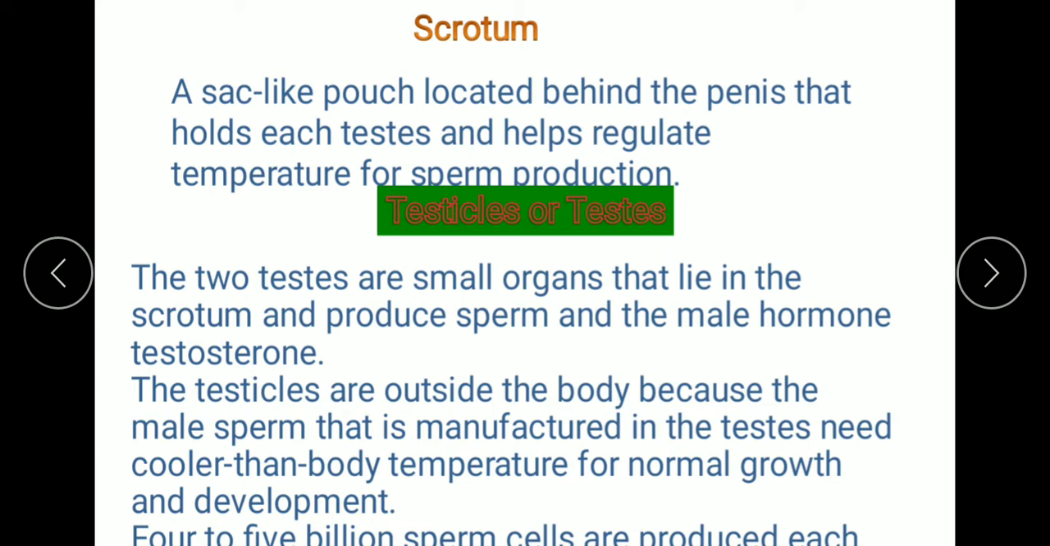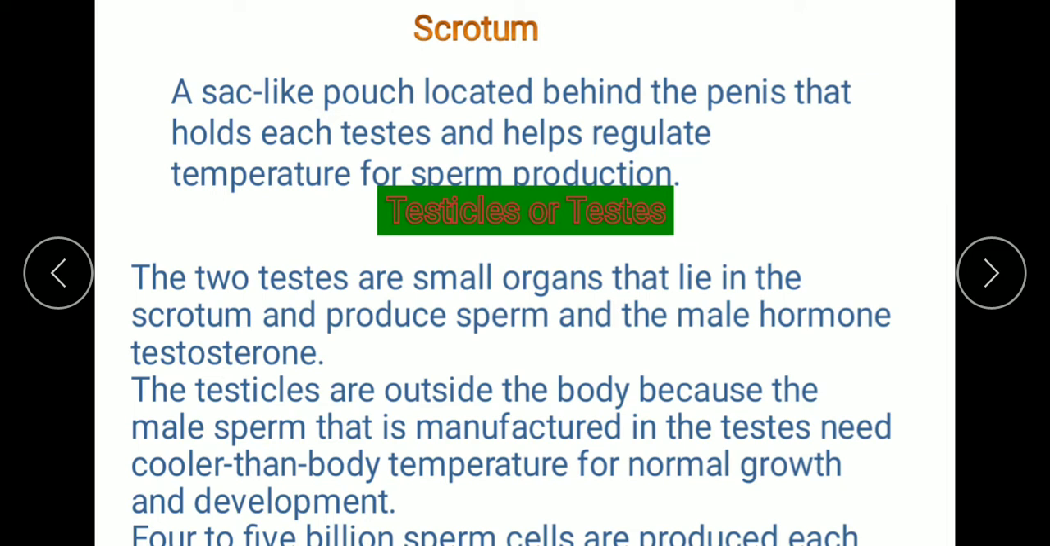Testis is a male reproductive organ. It helps in the formation of sperm, or production of sperm, or synthesis of sperm cells. The scrotum is hanging outside the body. It contains a testis. It helps to regulate the temperature of the sperm production.